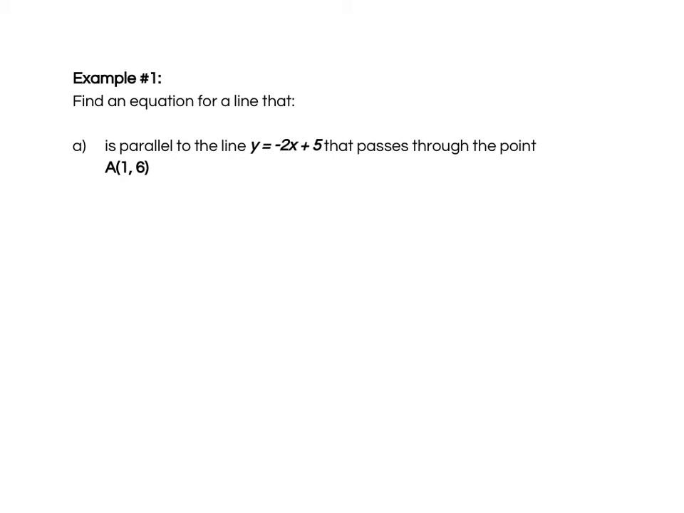So here's an example of a question you might have to try out as part of a bigger question in this unit. It says find a line that is parallel to the line here and that passes through the point (1, 6). So that means we're not talking about this line exactly, we're talking about a line that's parallel to it. And so we know that parallel lines are going to have slope values that are the same.